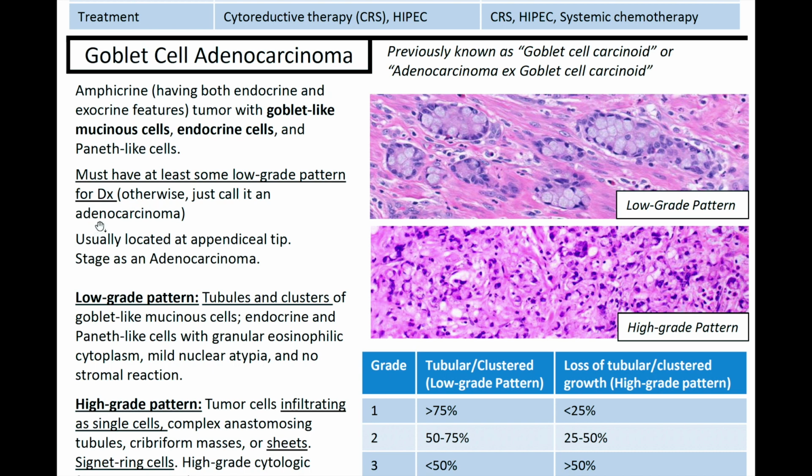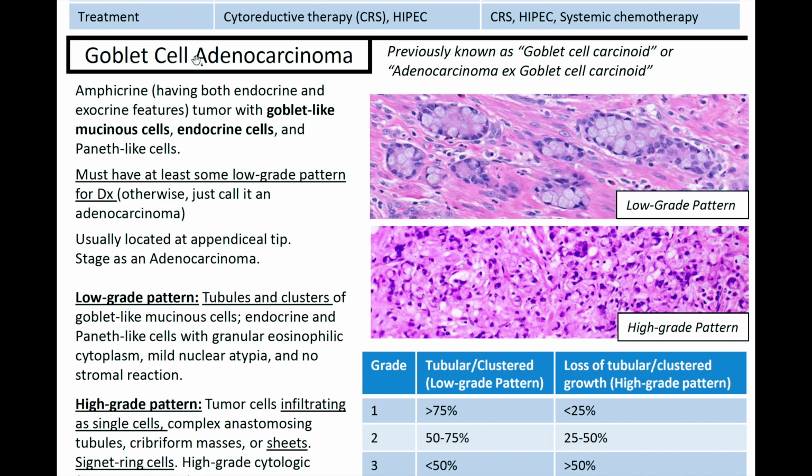So for the low-grade pattern, you're going to have tubules and clusters of goblet-like mucinous cells with endocrine and Paneth-like cells with granular eosinophilic cytoplasm, mild nuclear atypia, and no stromal reaction, as shown in the image above. Whereas for the high-grade pattern, you're going to have tumor cells infiltrating as single cells, complex anastomosing tubules, cribriform masses or sheets, and signet ring cells, as well as high-grade cytologic features and a desmoplastic response.